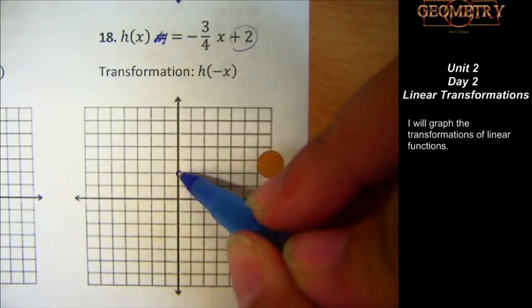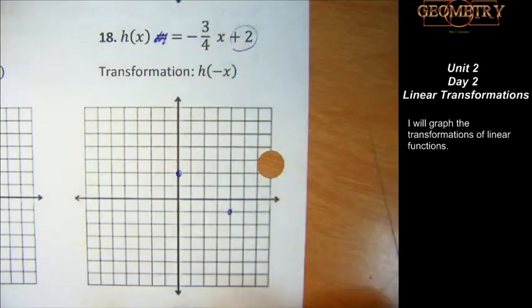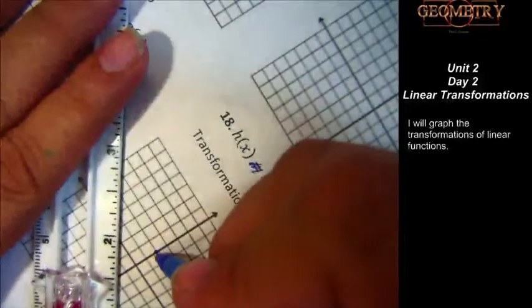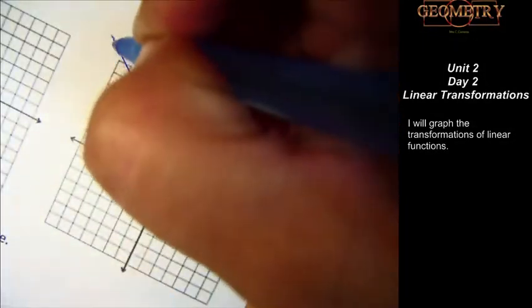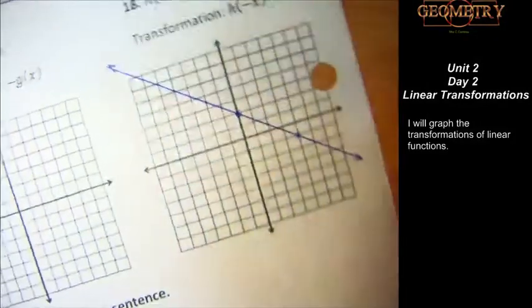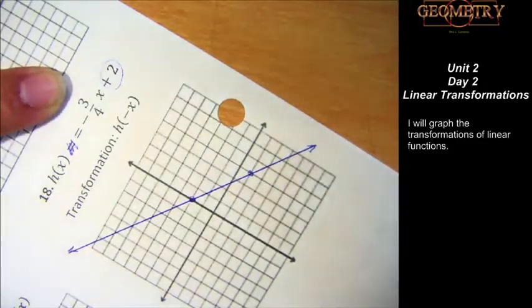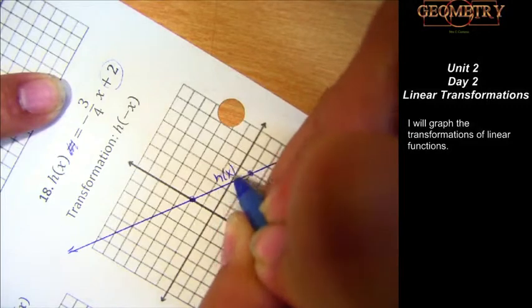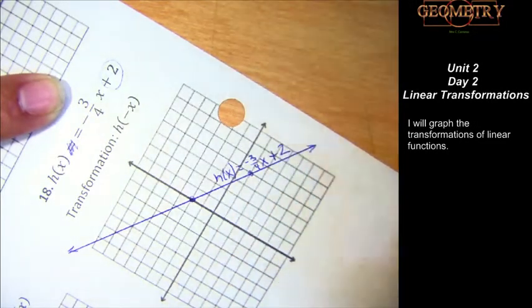Okay, I'm going to graph this line, positive 2. Down 3, to the right 4. 1, 2, 3. 1, 2, 3, 4. Take my straight edge maker. I'm going to turn my paper so it's easier for me to do this. Make sure that you're putting your arrows. And then I'm going to copy this function here. So this is h of x equals negative 3/4 x plus 2.